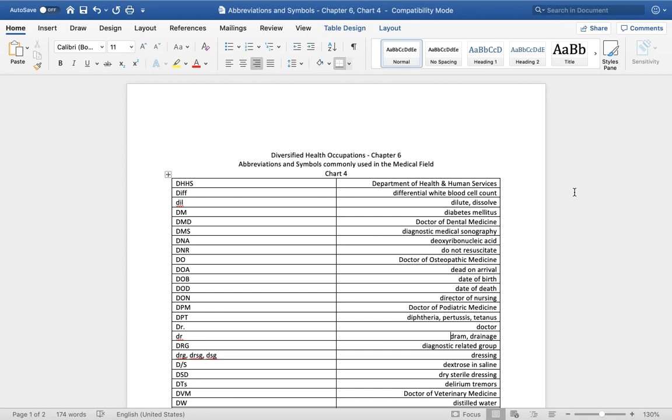DM, both capital, this is the abbreviation for diabetes mellitus. So when somebody says they have diabetes and they can't control their sugar, this is what they mean. They have diabetes mellitus. There's two types. There's type 1 and type 2.